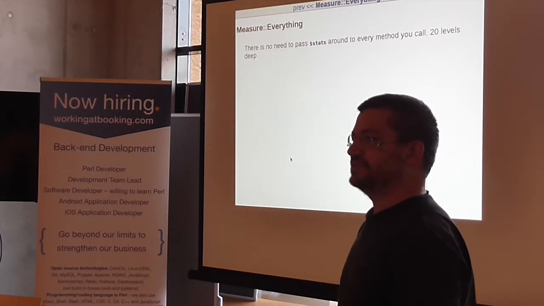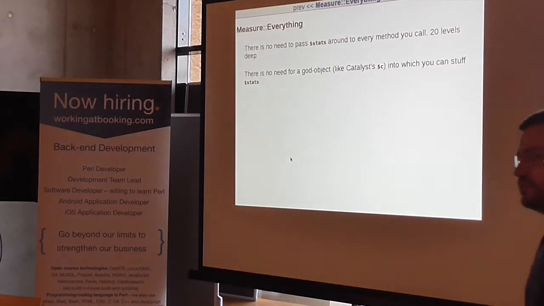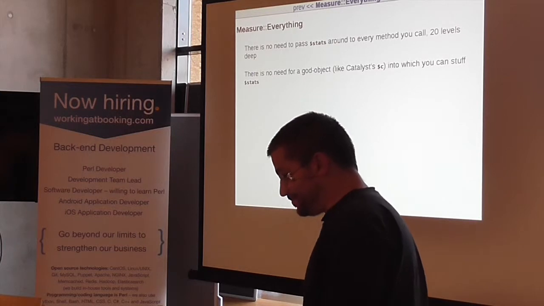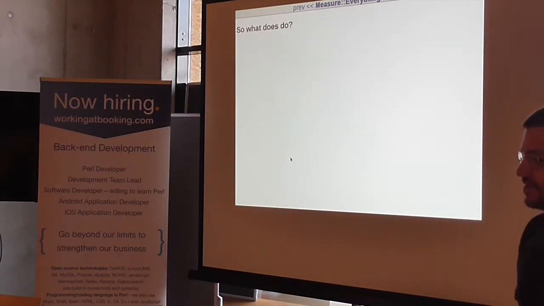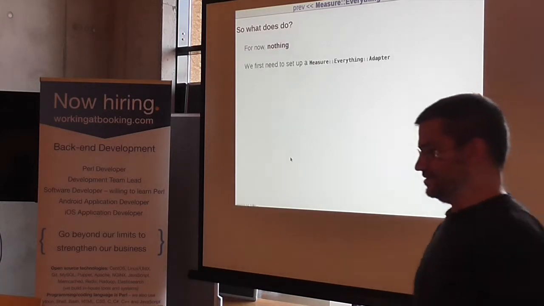There's no need to pass around a stats object in your code stack, and there's no need for a context object like Catalyst's $c. You just use Measure::Everything and get going. So what does it do? This basically does nothing, because it uses the null adapter.